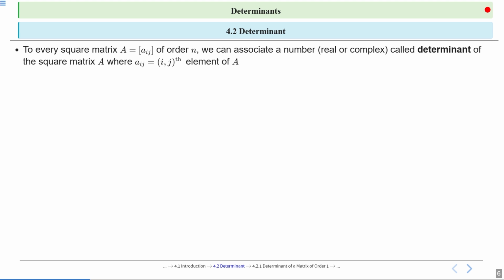Okay, so we can associate each square matrix with a real or complex number, and that real or complex number is called the determinant. We see how we can relate. Just like if we have a matrix of order 2 by 2, then we can relate it with a number. Let's suppose the number 3 is related to this matrix. And that number 3 is unique for that matrix, and that number can be real or complex, and it is called the determinant. Okay.